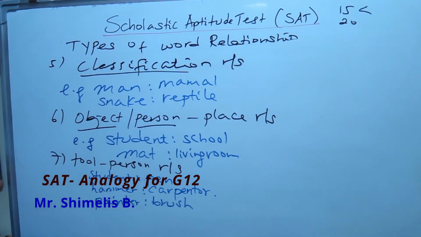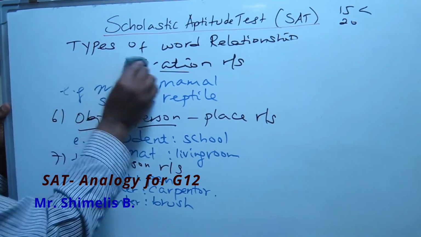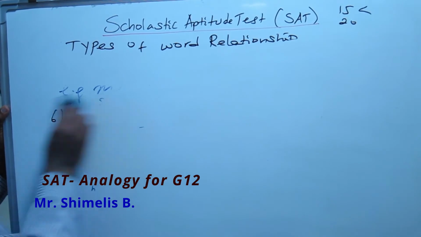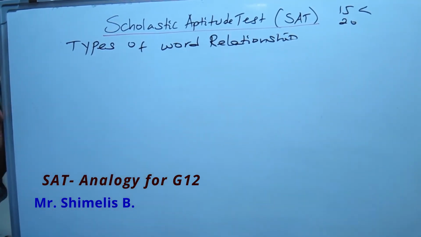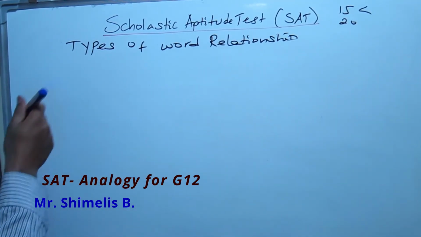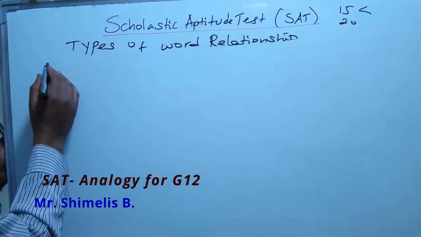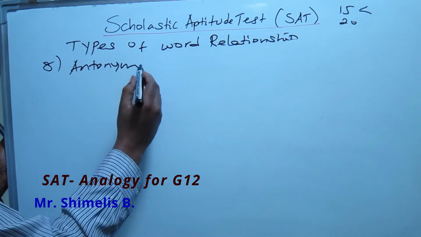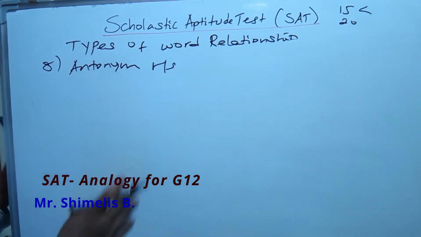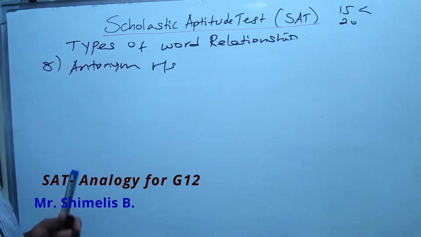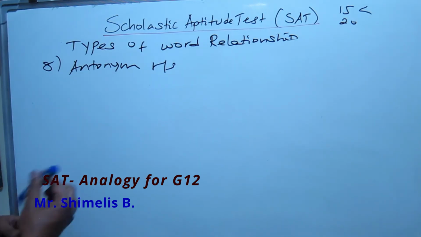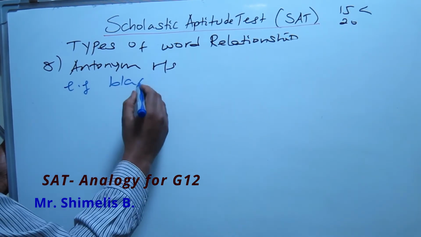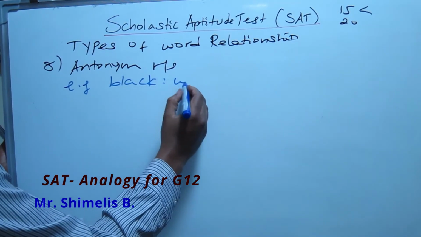Person-tool relationship. We have again another most frequently appearing relationship type, like antonym, synonym. The eighth, maybe the eighth relationship, antonym. Antonym relationship. Words may be paired up because they have opposite meaning. So words like black is related to white.